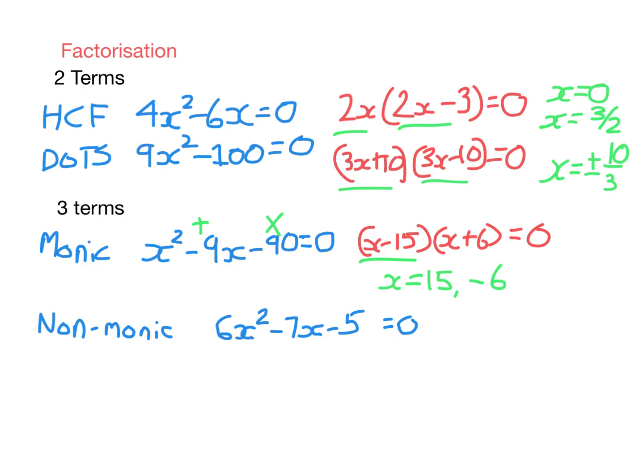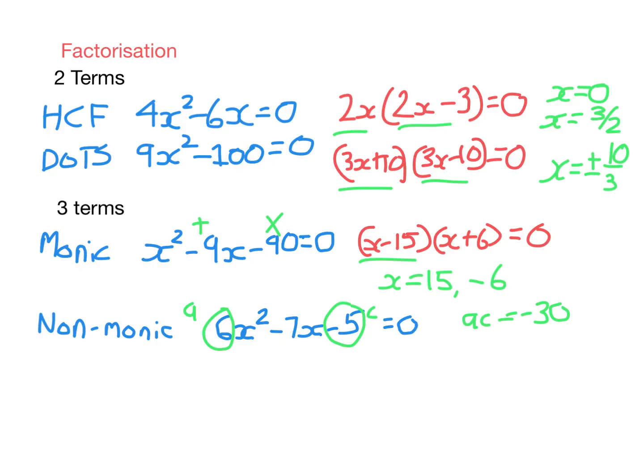Now, when you have a non-monic trinomial, it's a bit more complicated. You need to use the AC method. This is A, this is C. So when I multiply together A and C, I get negative 30. I need to find two numbers that multiply to negative 30 and add to negative 7. Those numbers happen to be negative 10 and 3. If you're not sure, just go through factors of this number.